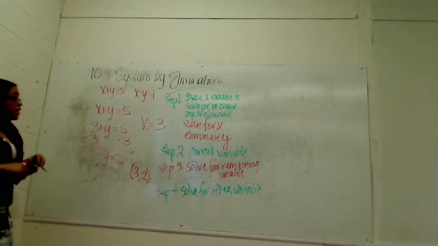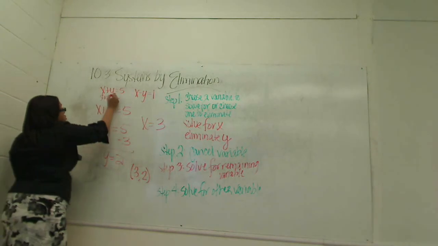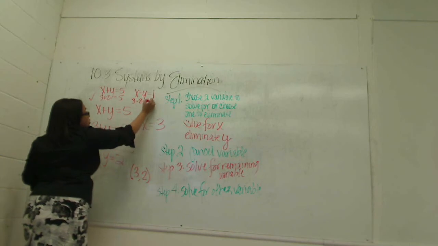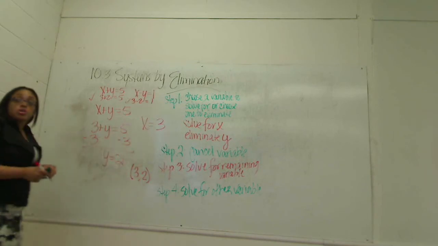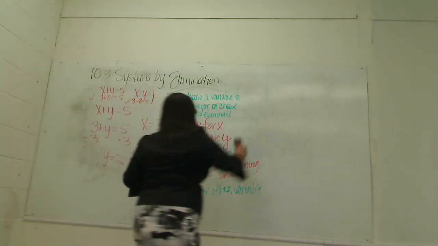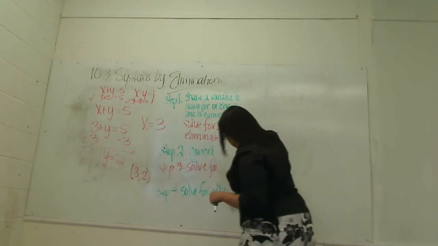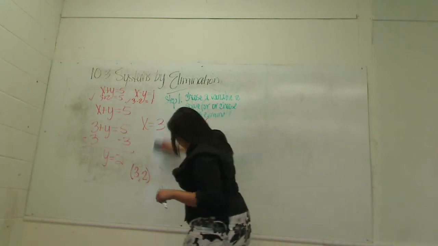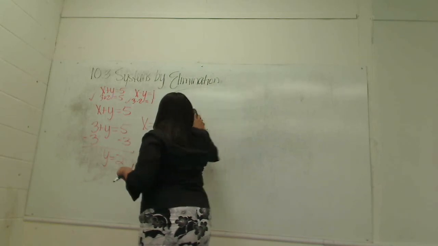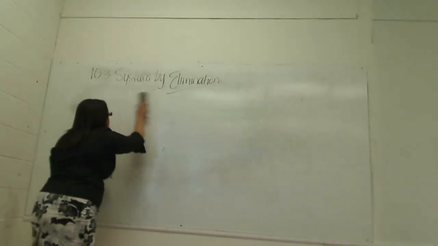And you can test to see if it works. 3 plus 2 equals 5. That works. 3 minus 2 equals 1. That works as well. So you know that is a given solution that does work properly. Try that.